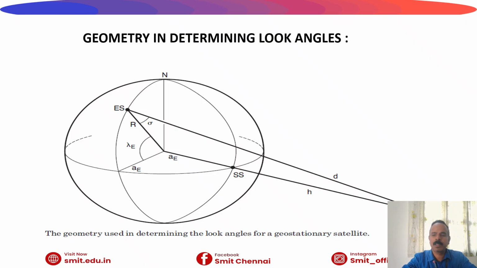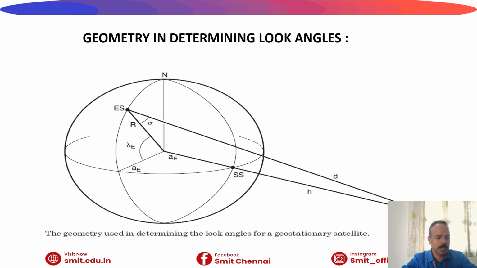The second one is the satellite position, which is denoted as capital S. The third one is the sub-satellite point, which is denoted as SS. So these 3 points are very important. The sub-satellite point is a point on Earth which is directly below the satellite. The distance between the Earth station and satellite is called the range, which is denoted as small d.